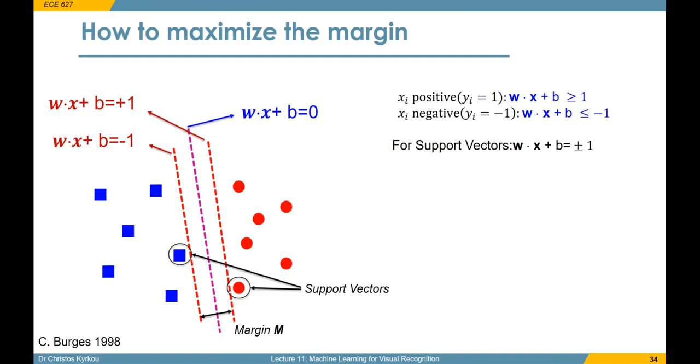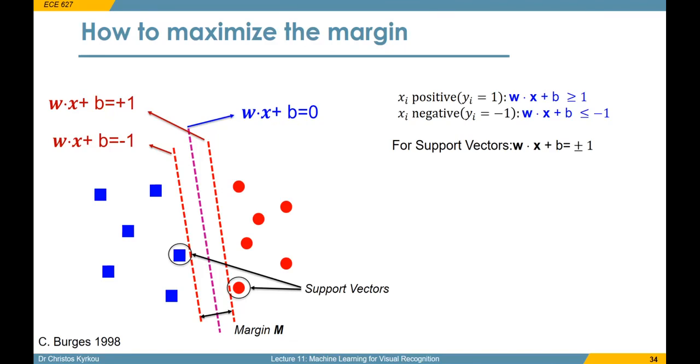So if you look at the diagram, there are a couple of special points here. These are the points that lie exactly at the boundary. And this is why they're called support vectors: they support the boundary of each class. If you look at those points, these are the points for which the equality is true. So they are exactly equal to plus or minus 1.